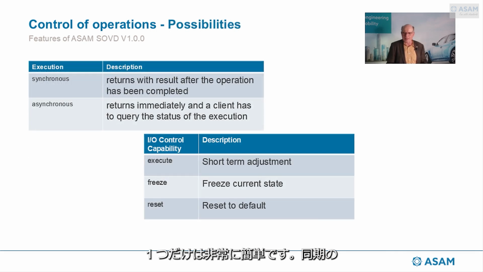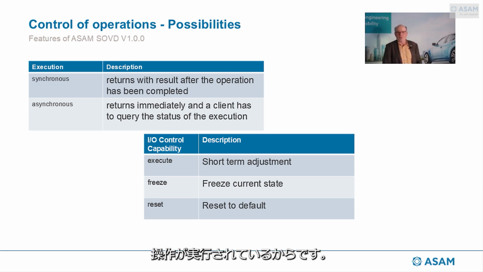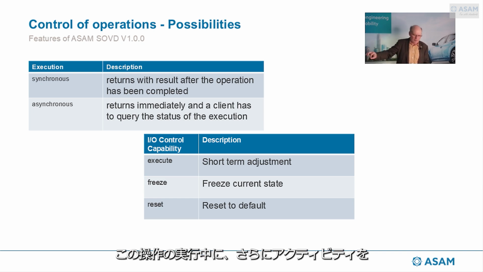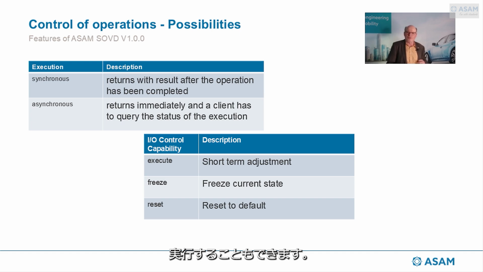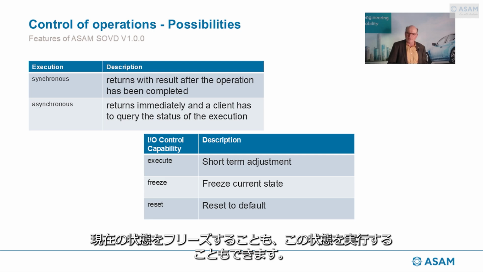Synchronous is very easy because in synchronous you call it and receive the result. In asynchronous, the operation is running, and while this operation is running, you have the possibility to make more activities. You see, you have the possibility to reset to a default value. You can freeze the current state, or you can execute this state.